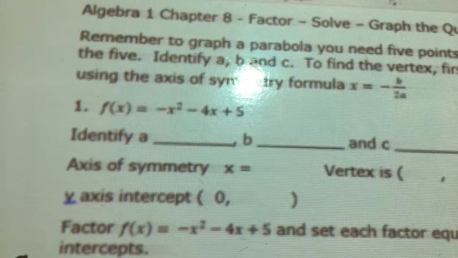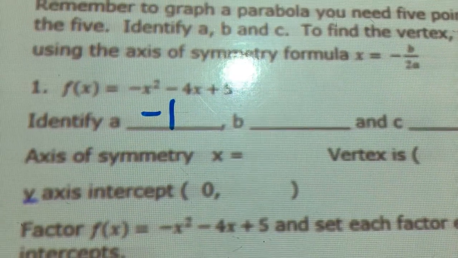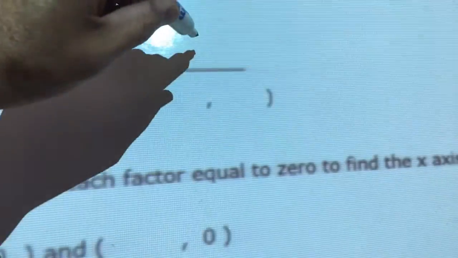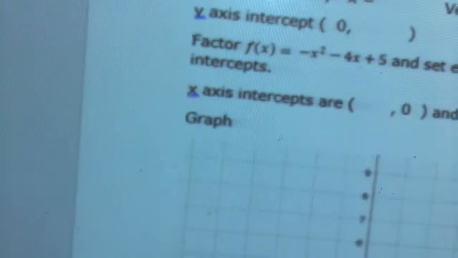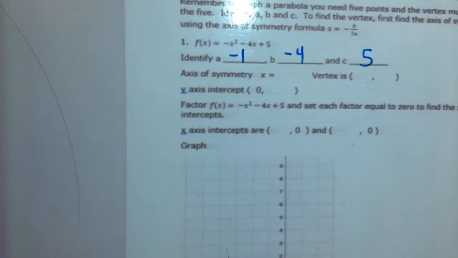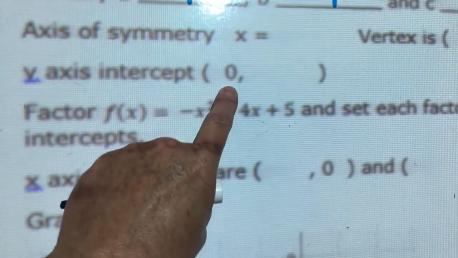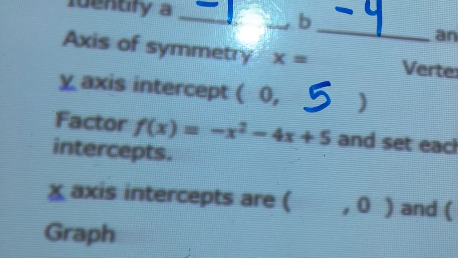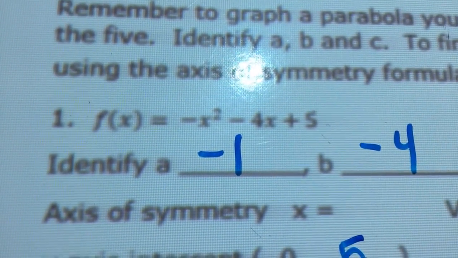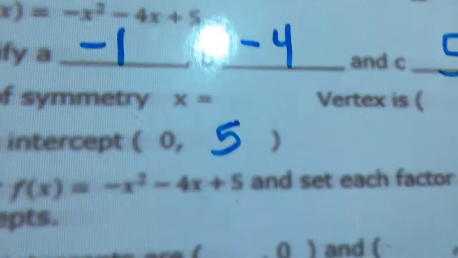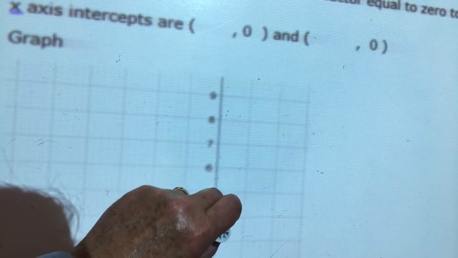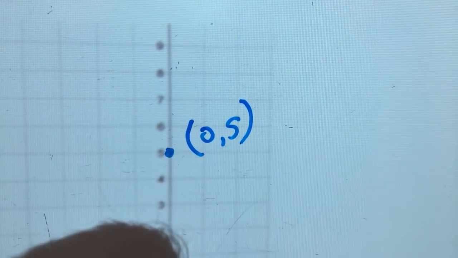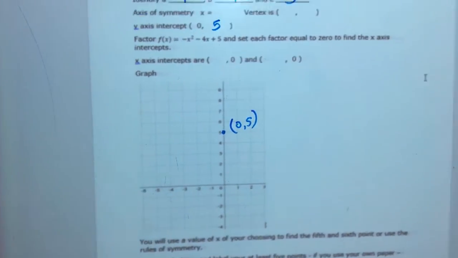All right. So A, would you agree that A is negative 1? Yes. And that B is negative 4. And that C is 5. Now, right off the bat, the y-axis intercept, boom! If you put this 0 in for x here and here, that's all you have left. Because y is equal to 0 minus 0 plus 5. So here on the graph, I'm going to go ahead and put that on here. There's my y-axis intercept. There it is, 0, 5, y-axis intercept. Ta-da! All right? 1 down, 4 to go.